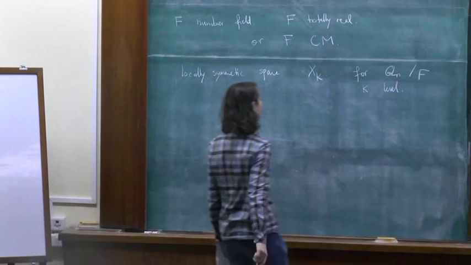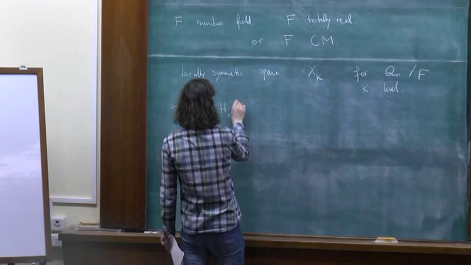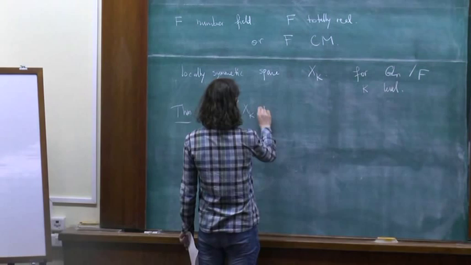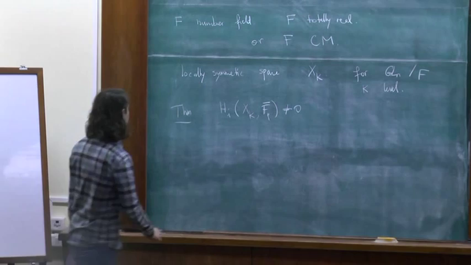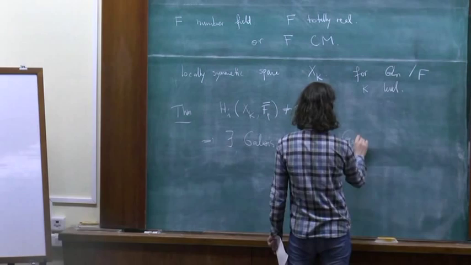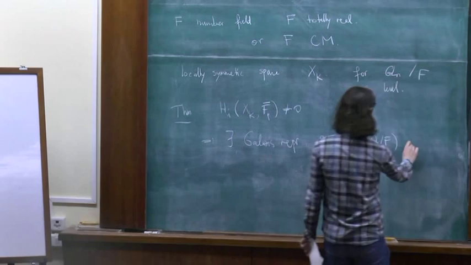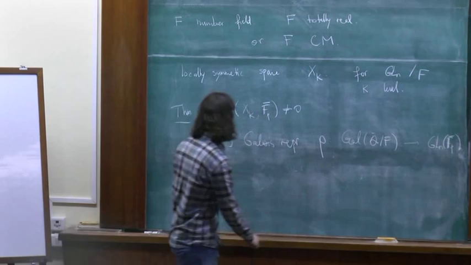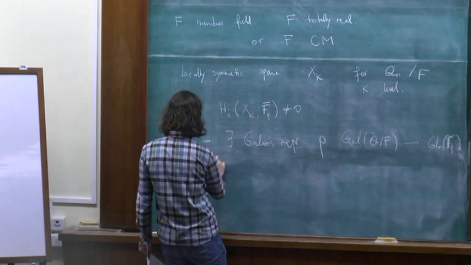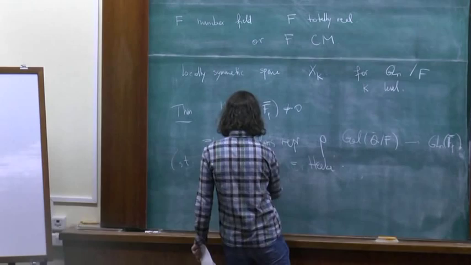And then the rough form of the theorem is that if the homology of this space is non-zero, say, then there exist Galois representations rho of the absolute Galois group of this totally real or CM field into GL_n of F_p bar. And more precisely, this matches up Frobenius traces, sorry, equal to Hecke eigenvalues.